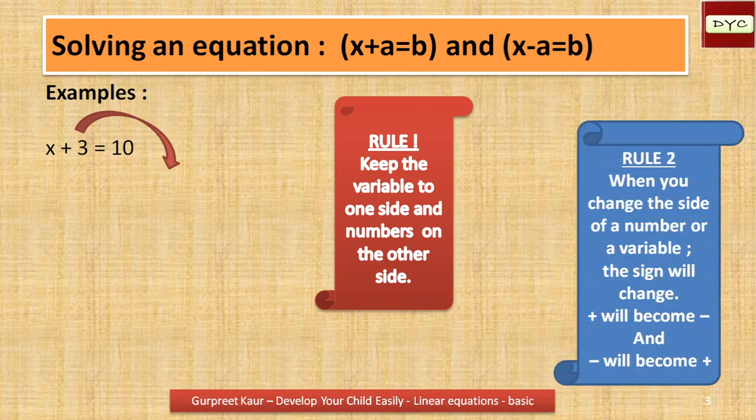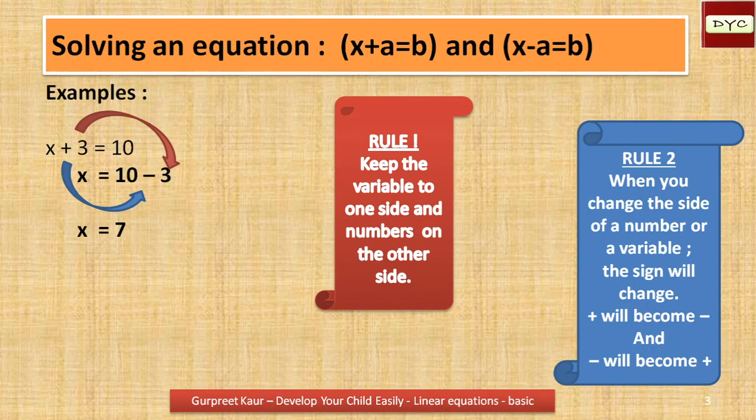Rule number 2: when you change the side of a number or a variable, the sign will change, which means plus will become minus and minus will become plus. Now here as per the situation, I have plus 3. When it goes to the other side, it will become minus 3. So the situation will be x is equal to 10 minus 3. So what is my result? x is equal to 7. Simply I will subtract 3 from 10, which comes to 7.